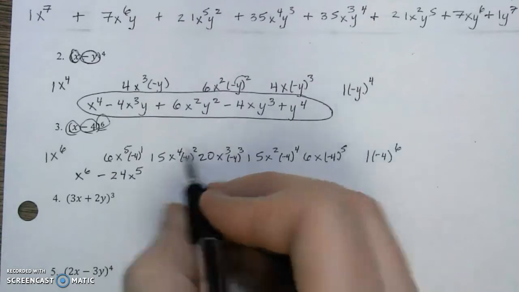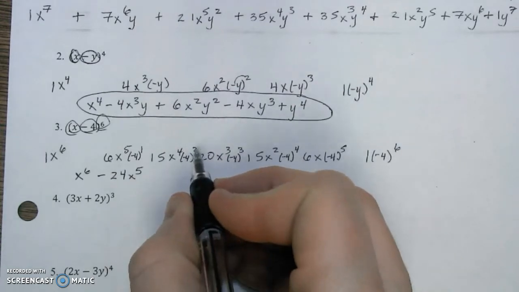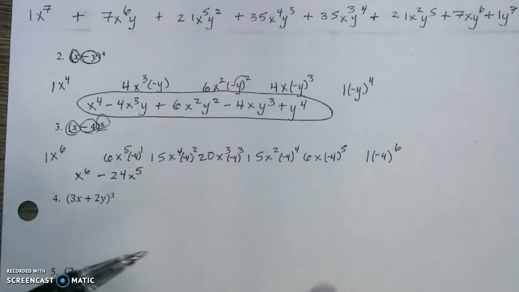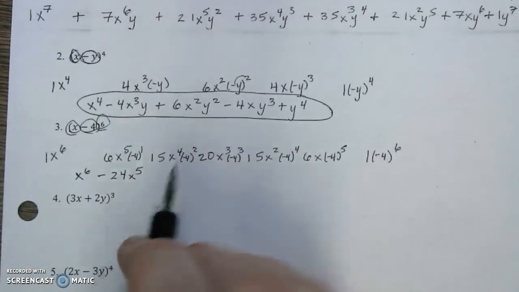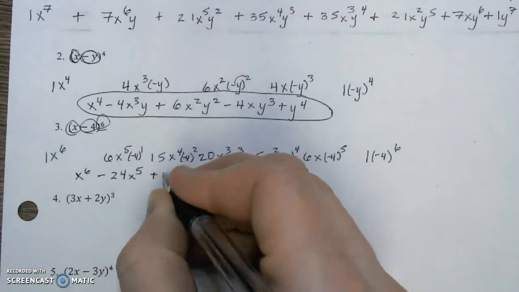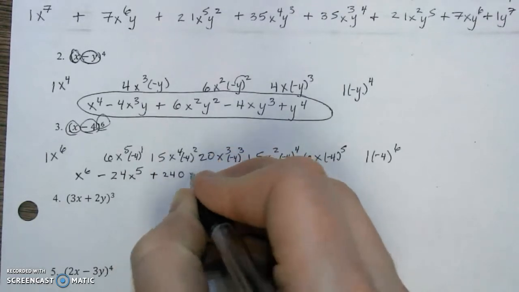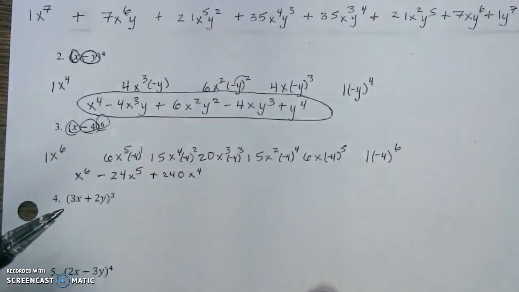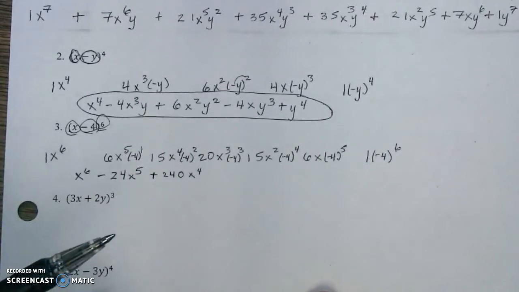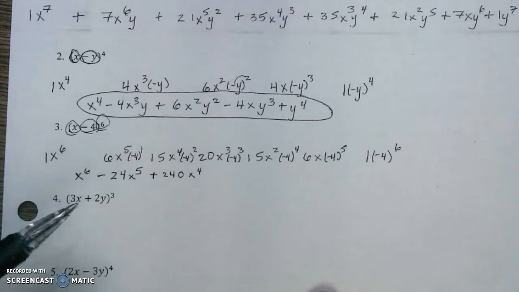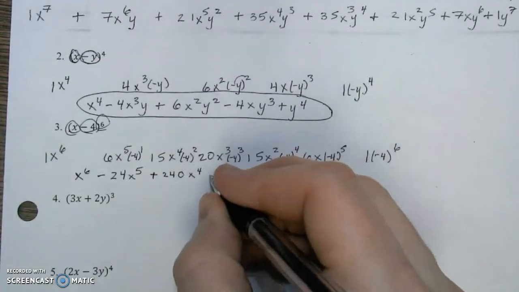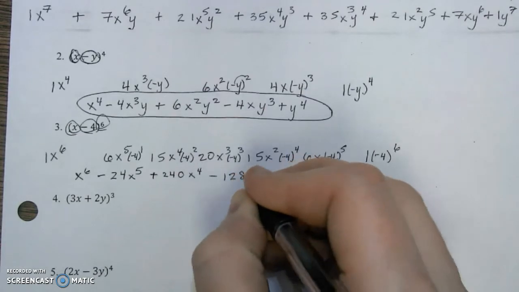X to the 5th. I've got negative 4 squared, which is going to be positive 16. And then you multiply the 16 by the 15 in front, and you get positive 240. We've got negative 4 to the third, which is negative 64. And then we're going to multiply that by the 20 in front. So you're going to have negative 1,280.